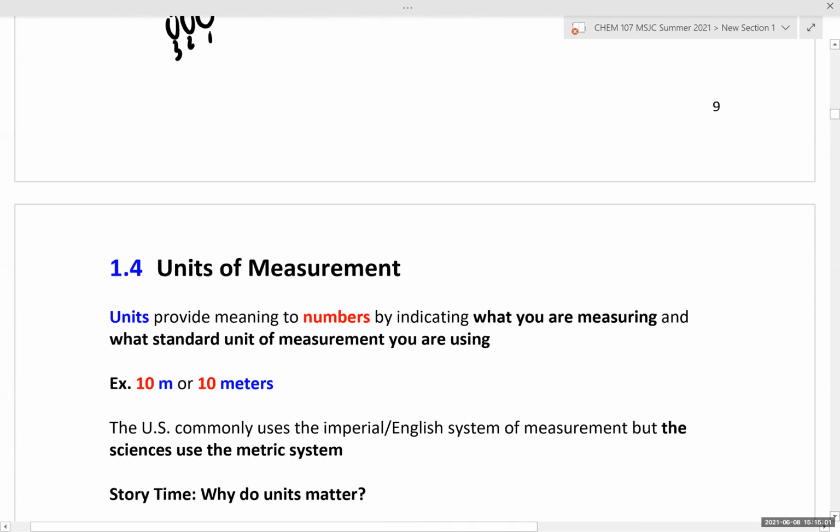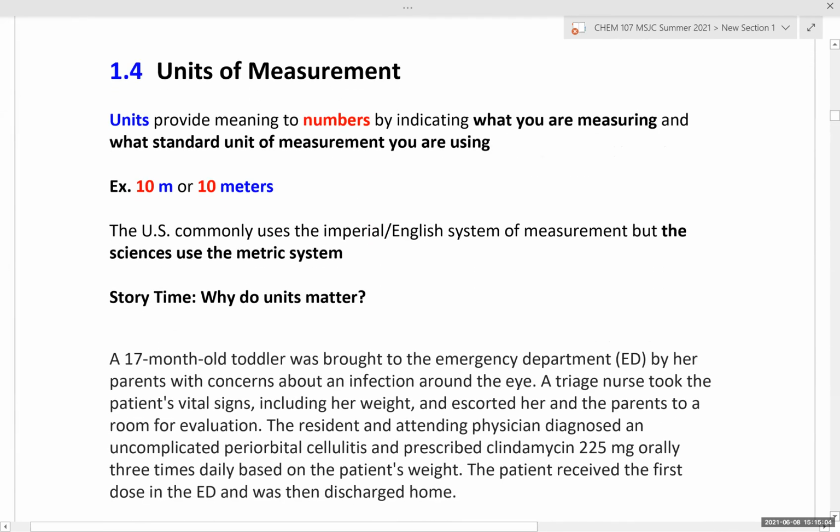Okay, so let's keep going now and let's talk a little bit about units of measurement. A number doesn't have as much meaning in our physical world without a corresponding unit. Units serve to provide meaning to numbers by indicating what you are measuring and what standard unit of measurement you are using. So for example, 10 what? That's not very descriptive. 10 meters, we're describing a unit of length, and our standard unit of measurement is meters.